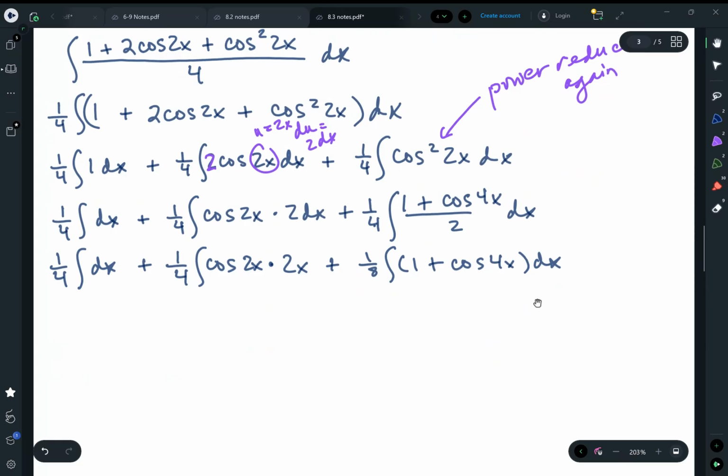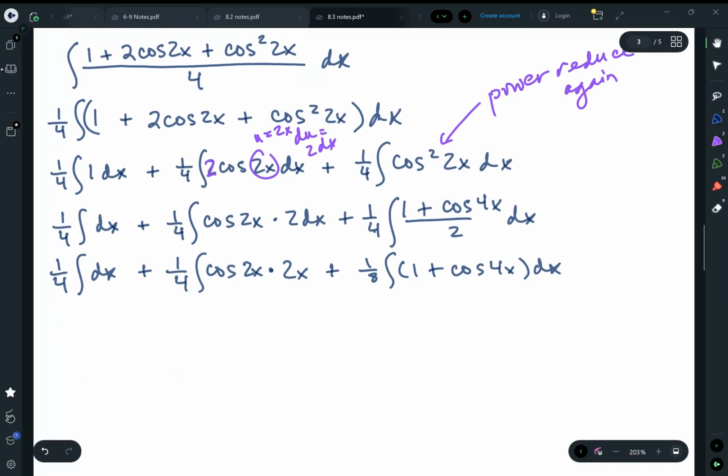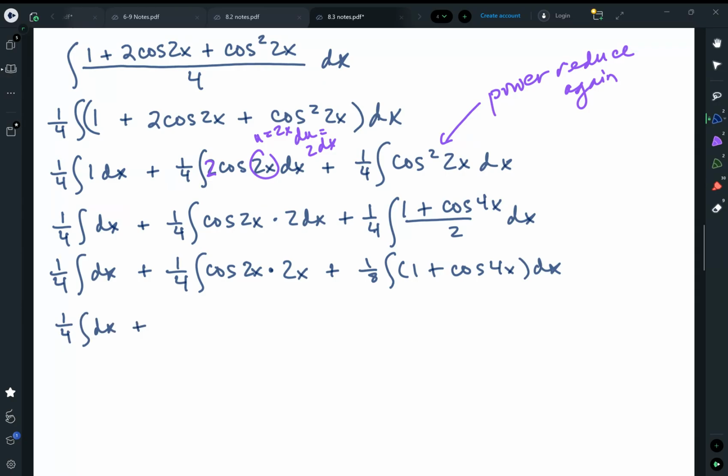So now this I want to break up into 2 integrals again. So rewriting the first two.